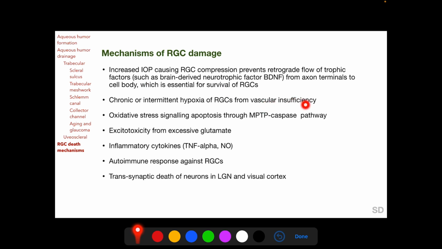Vascular insufficiency may lead to chronic or intermittent hypoxic damage of RGCs, and other proposed mechanisms include oxidative stress, excitotoxicity from excessive glutamate, inflammatory cytokines such as TNF-alpha and nitric oxide, autoimmune response against retinal ganglion cells, and, in addition to death of retinal ganglion cells, transsynaptic death of neurons in the lateral geniculate nucleus and the visual cortex.